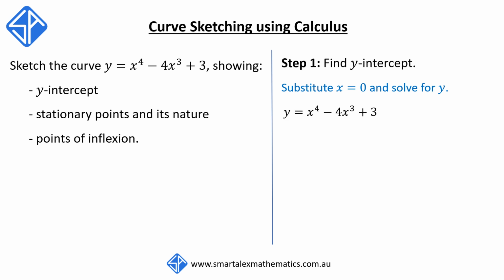So now we start off with the equation, we replace the x with 0, and when we evaluate this, we're going to get y is equal to 3. So this means that our y-intercept is 3.